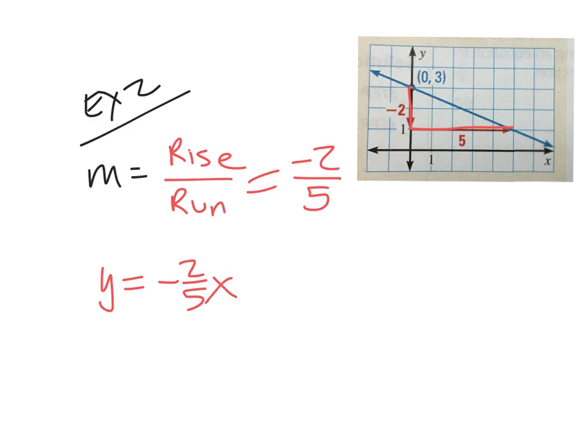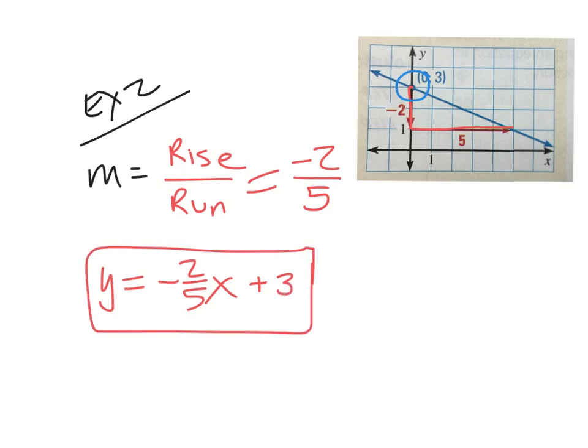Now, how do I find the y-intercept? I just look at where it crosses the y-line. Where does it cross the y-line? 3. +3. So I say -2/5 x plus 3. And there's my equation. Good so far? So those are 2 different ways. Now we're going to look at writing equations when you're given 2 points.